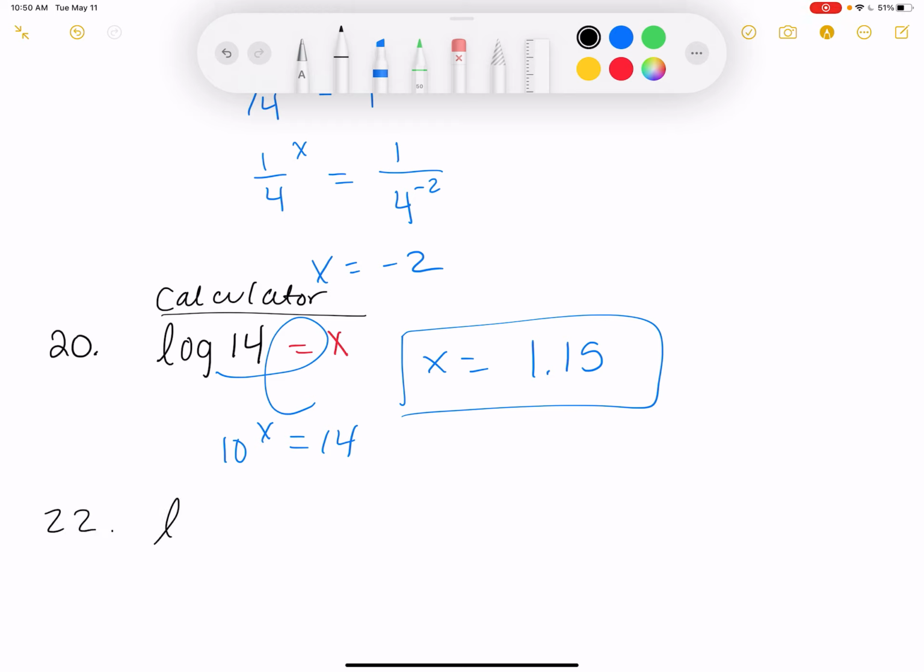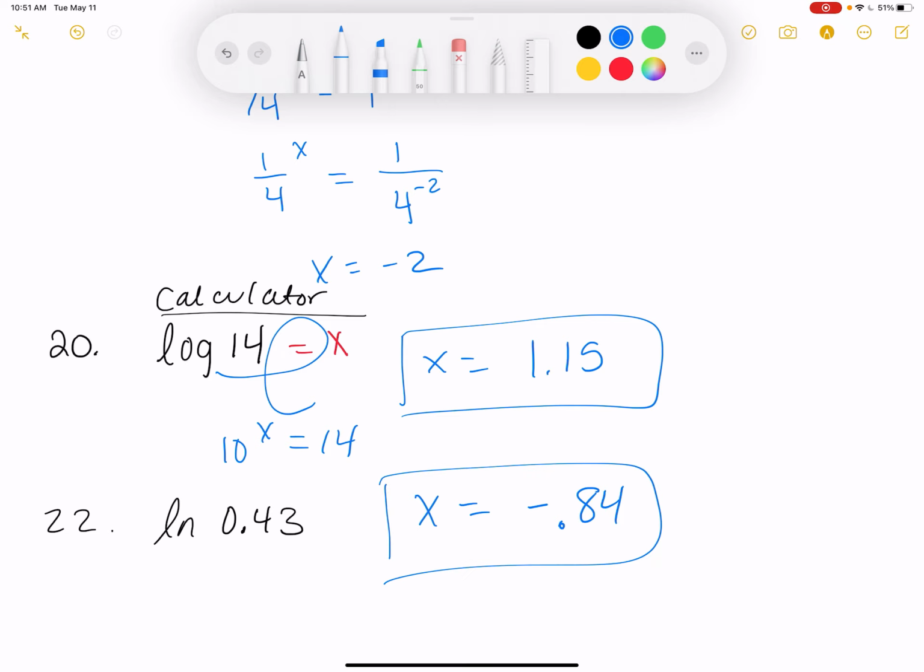What's ln of 0.43? So you're going to hit the really big ln button on the left side of your calculator. Then you're going to hit the decimal point and a 43 and hit enter. Where's the LN button? On the left side of your calculator. Negative 0.84. Always 2 decimal places for these.